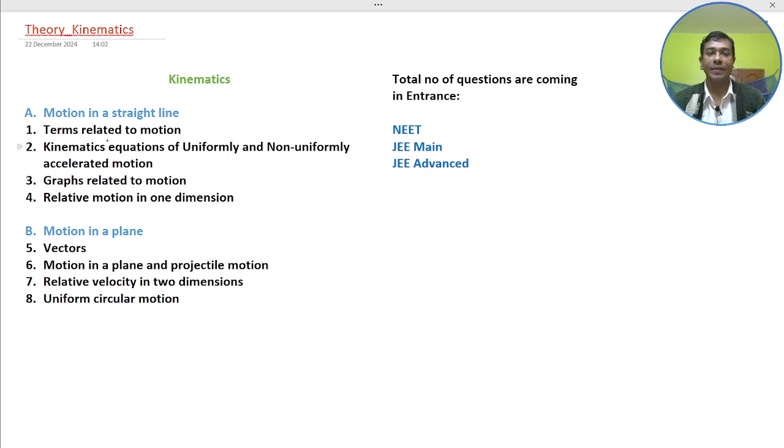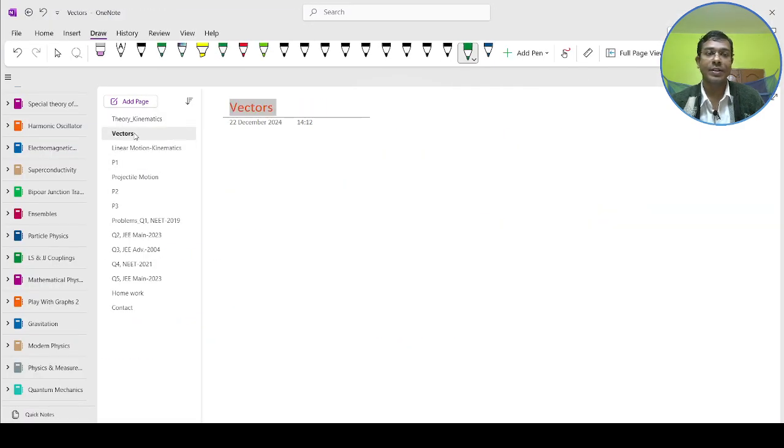relative motion in one dimension, motion in a plane, vectors, and relative velocity in two dimensions, uniform circular motion. The total number of questions coming in the NEET exam is 4 or 5, in JEE Main also 5 questions, and in JEE Advanced 3 to 4 questions come from this chapter, kinematics. So first of all we will discuss vectors.